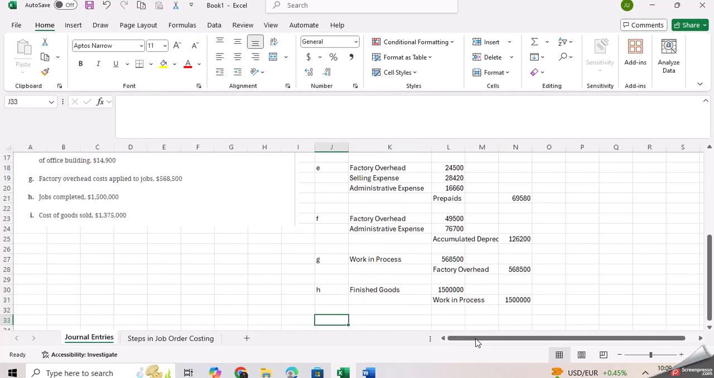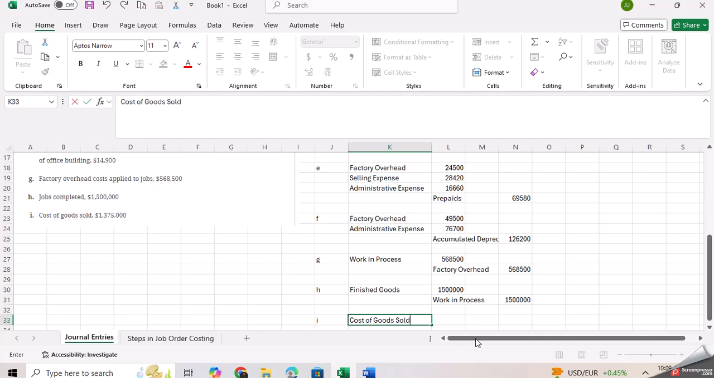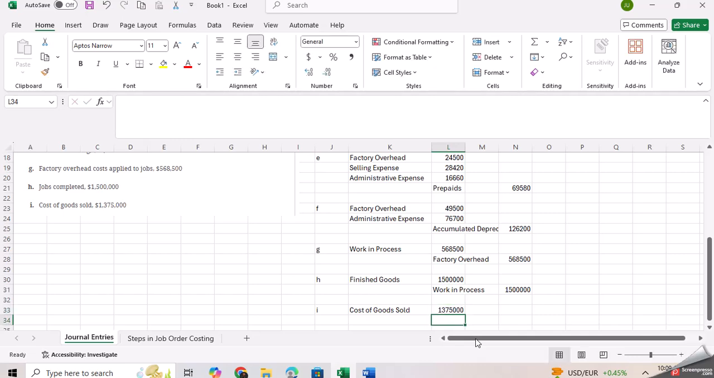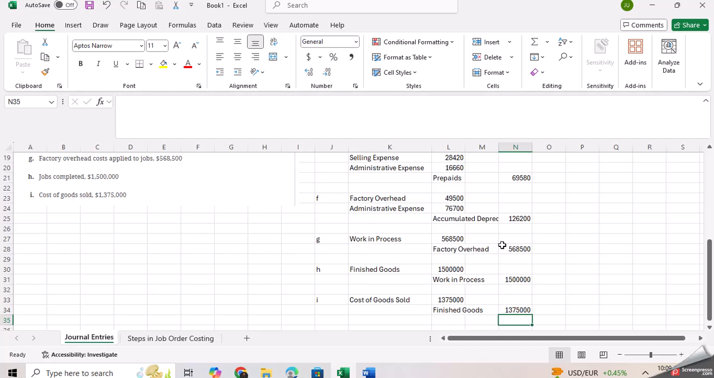And then finally, then it's sold. So then we're going to charge cost of goods sold, 1,375,000. And then we're going to credit our finished goods. Okay. So then those are kind of the journal entries taking it all the way through sold.